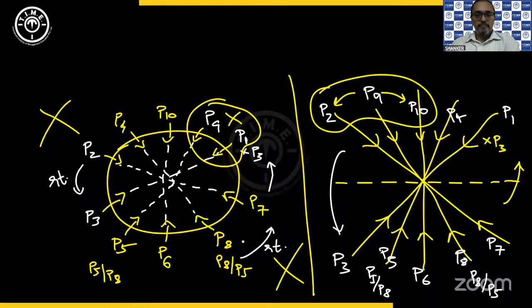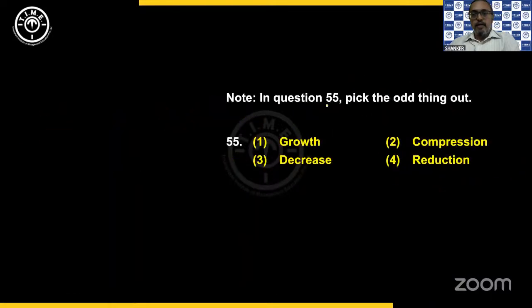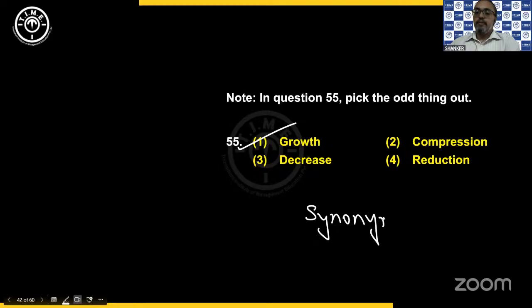Next. Pick the odd thing out. Okay. So we have growth, compression, decrease, reduction. Growth is my answer because the remaining are synonyms. They have the same meanings. Compression, decrease, reduction, they have the same meaning. Correct? Yeah.